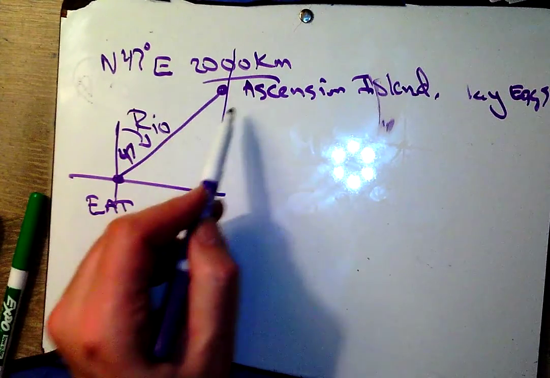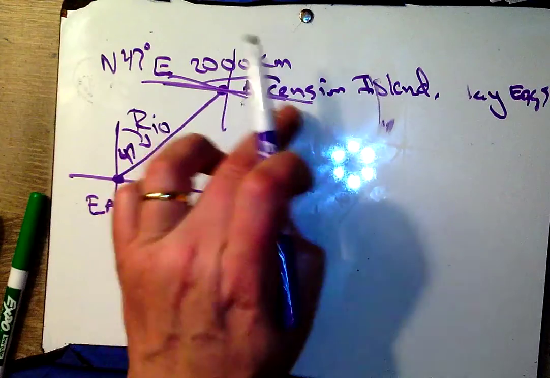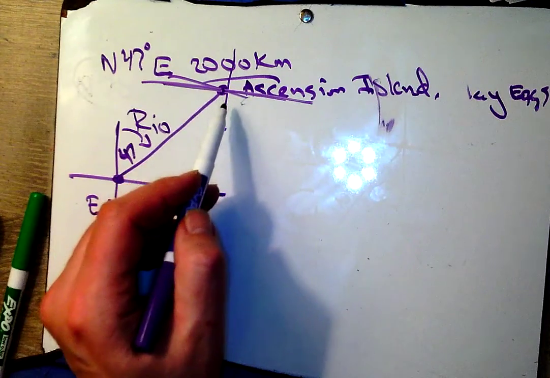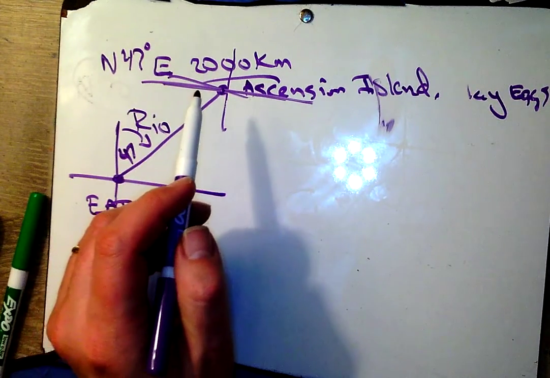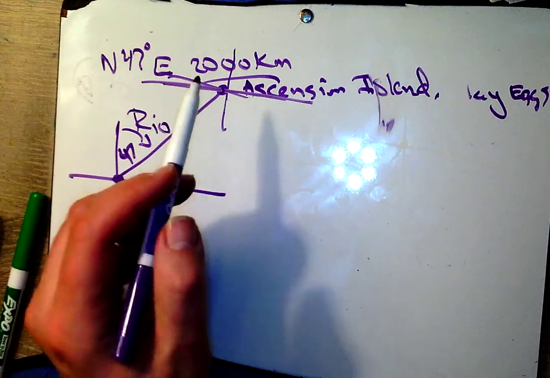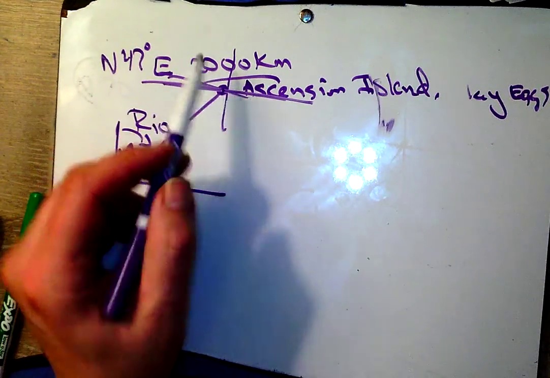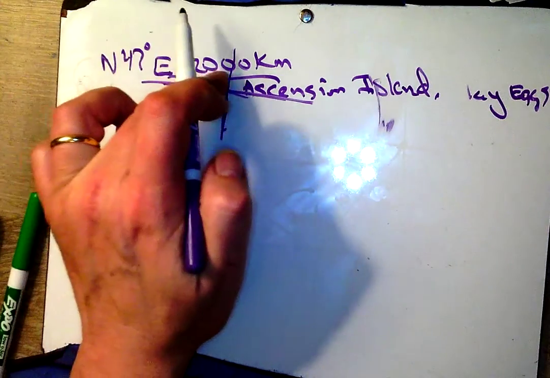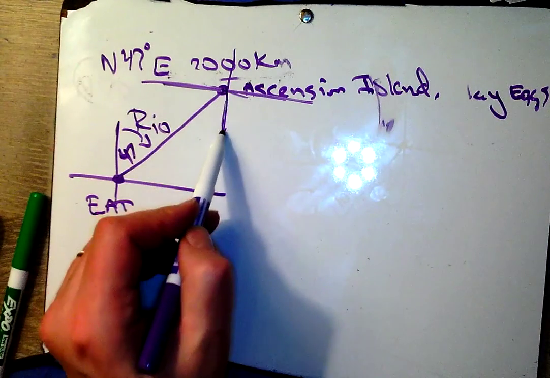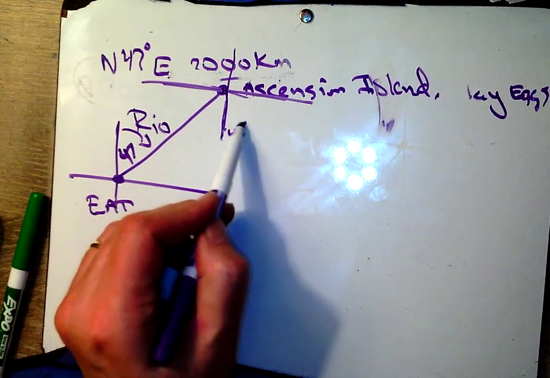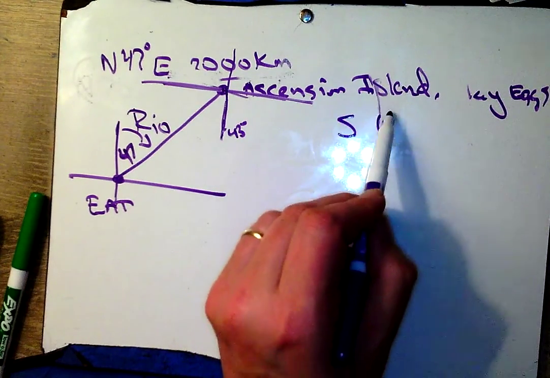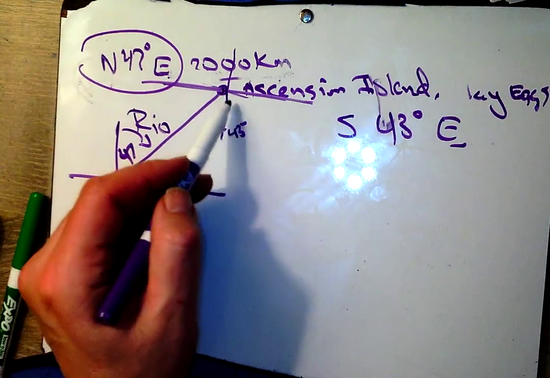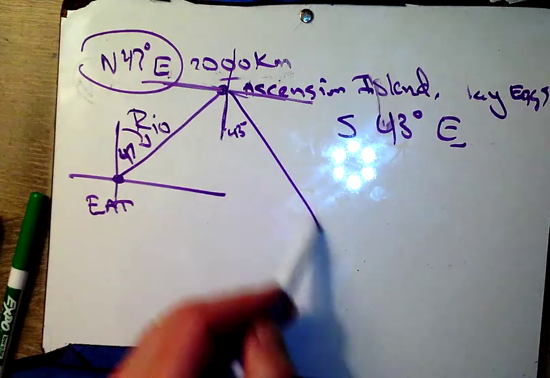And then once the babies are able to swim, they leave Ascension Island and go to Cape Town. They actually spend a good chunk of the year off the coast of Cape Town, which is always great for tourists. And we're going to go south 43 degrees east. So south, 43 degrees east. Originally we went north 47 degrees. Now we're going south 43 degrees.